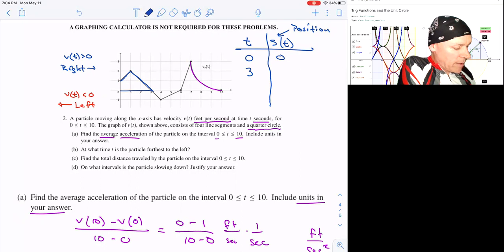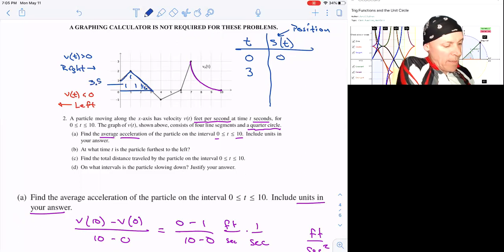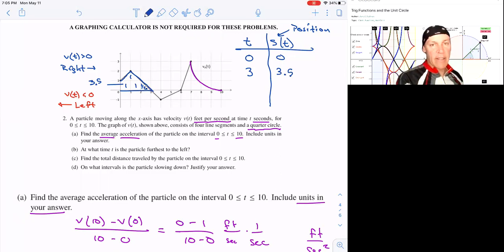I'm just seeing, okay, there's a square. 1, 2, these two squares together make another square, and that's a 1/2. This square right here would be a half. So that area under that curve is 3.5. So at time 3, if it started at position 0, my particle is 3.5 units to the right. So it's at 3.5 on my x-axis.